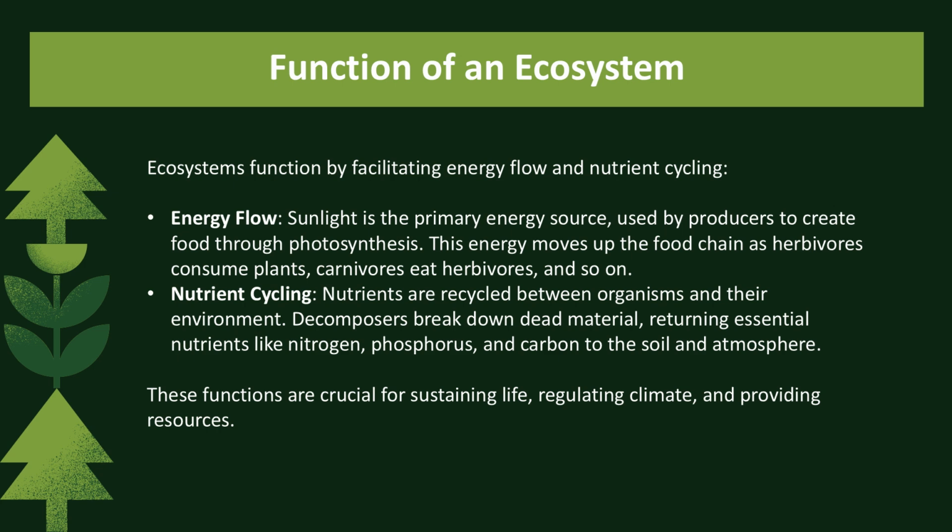Ecosystems operate through two primary functions: energy flow and nutrient cycling. Energy flow begins with sunlight, which producers capture through photosynthesis, creating food that moves up through the food chain. Equally important is nutrient cycling, where essential elements are continuously recycled between organisms and their environment. These functions aren't just academic concepts. They're vital processes that sustain life, regulate our climate, and provide the resources we all depend on.